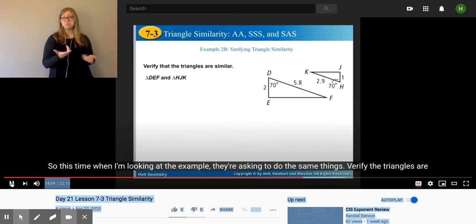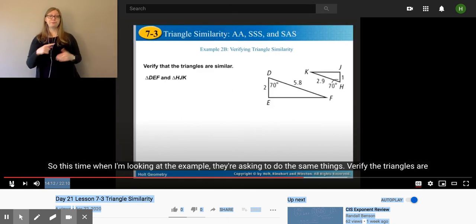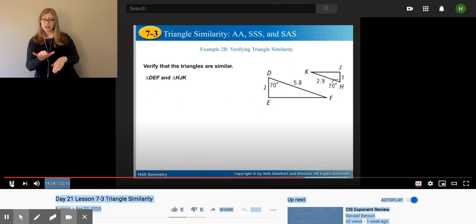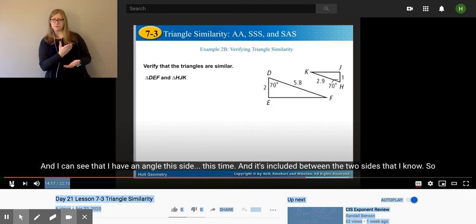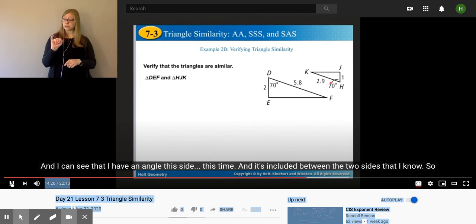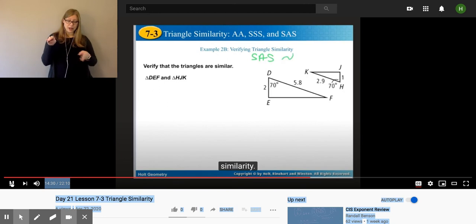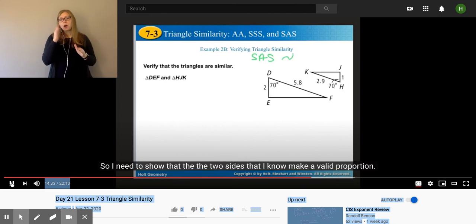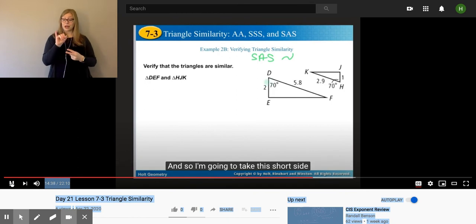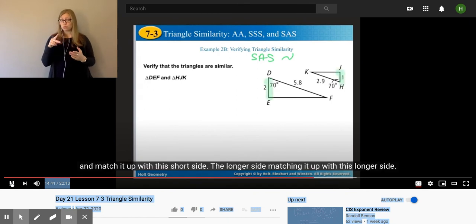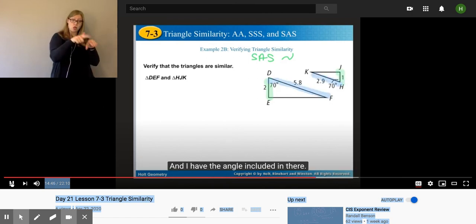So this time when I'm looking at the example, they're asking to do the same thing, verify the triangles are similar to each other. And I can see that I have an angle this time, and it's included between the 2 sides that I know. So I can be pretty sure that what I'm going to be trying to use is the angle side similarity. So I need to show that the 2 sides that I know make a valid proportion. And so I'm going to take this short side and match it up with this short side, the longer side matching it up with this longer side, and I have the angle included in there.